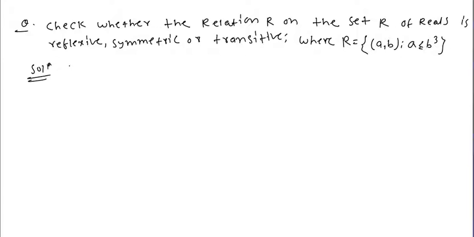In this video, I'm going to discuss problems related to relations. Now I have a first problem. Check whether the relation on the set R of reals is reflexive, symmetric or transitive, where the relation is the collection of ordered pairs (a, b) such that a is less than or equal to b cubed. Now check first reflexivity.